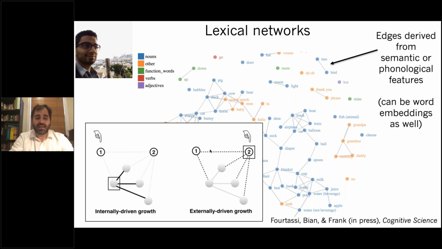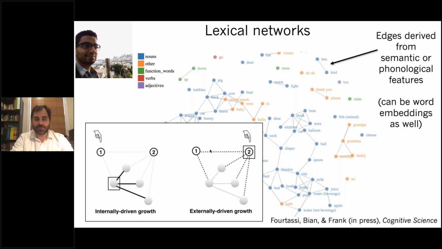In contrast, there's an externally driven growth model, which says that, hey, this network that the child has is actually a very small subset of what's actually out there in the full adult lexicon. The thing that the child's going to learn next is not what's connected to what they already know. It's the node that's most connected in the full adult lexicon. This would be externally driven growth.